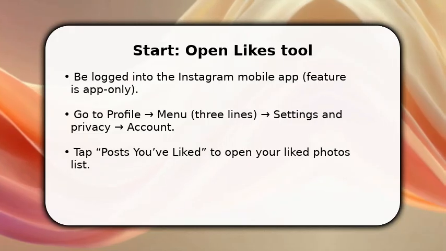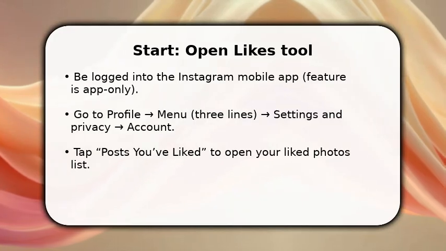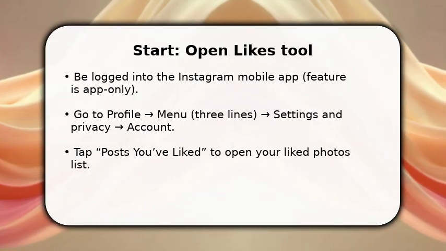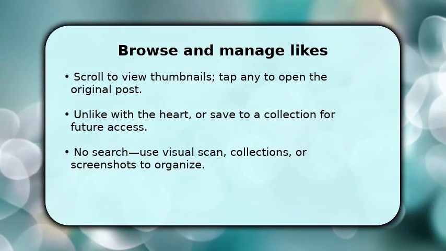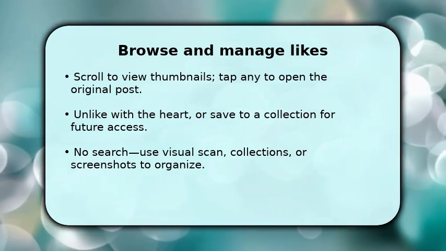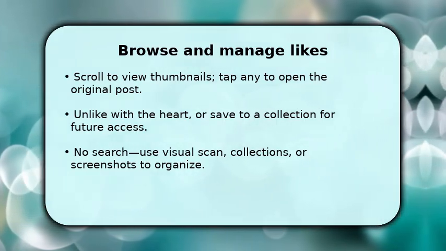This view shows only posts you've liked, so make sure you're on the mobile app, not the web. If the list is long, Instagram will load more as you scroll, so be patient while thumbnails populate. Once the liked post grid is open, scroll to scan thumbnails and tap any image to view the full post and caption. If you want to remove a like, tap the heart.